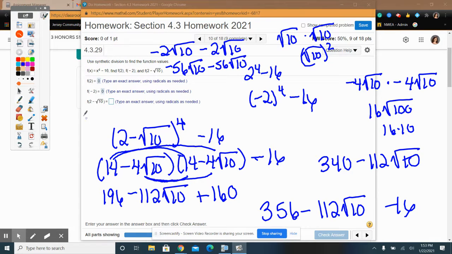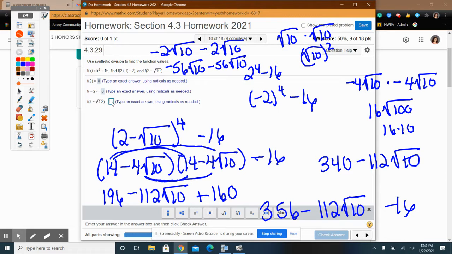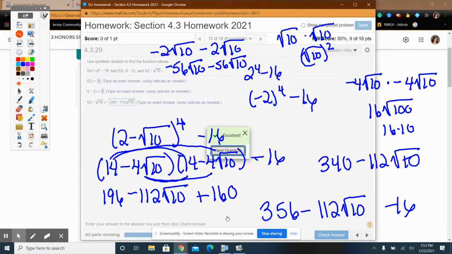I don't feel like that looks very good. Kind of wanted it to be 0 since those other two were 0. 340 minus 112 square root of 10. Oh, we got it right. It was just a nasty looking problem.